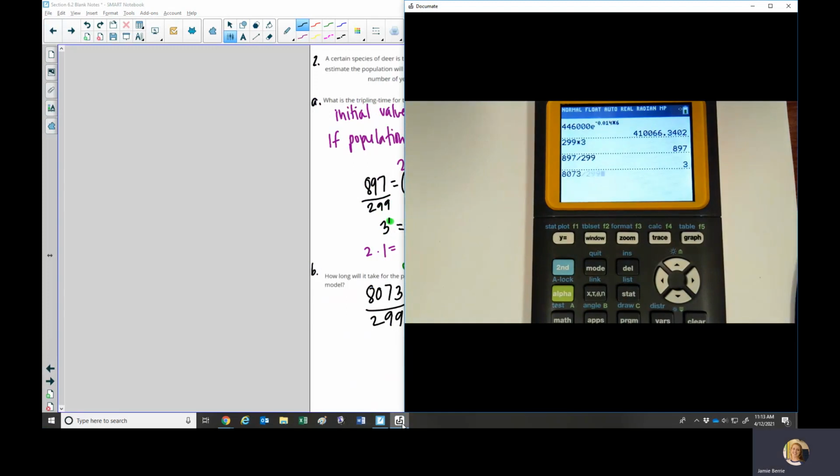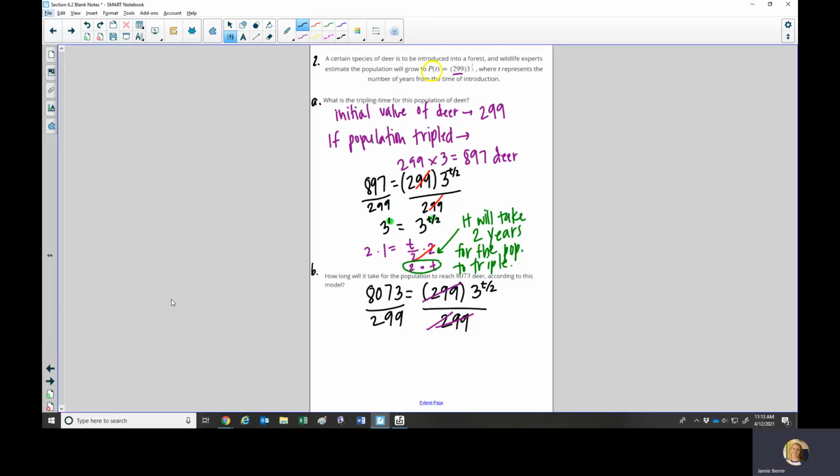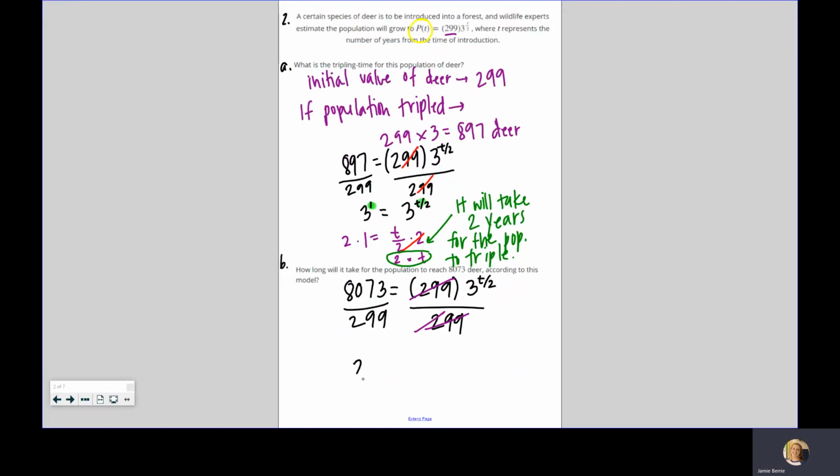8,073 divided by 299 is 27. So that's 27 equals 3 to the t over 2. Now again, we're trying to solve for t. We're trying to figure out how many years it takes to reach 8,073 deer. So we're trying to solve for this t right here.